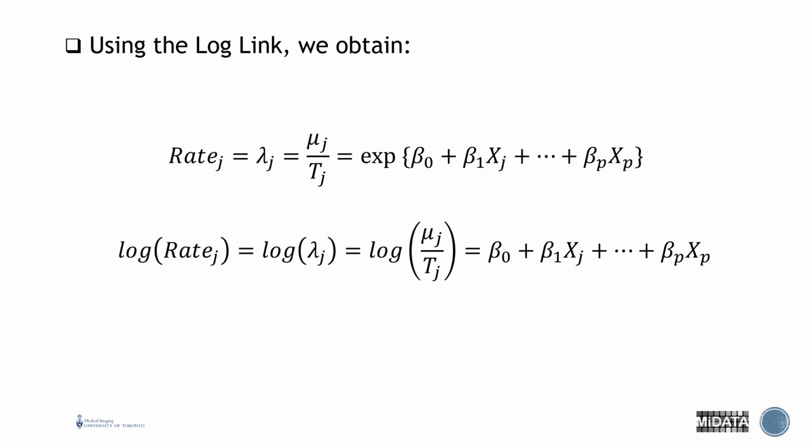Now when we throw in the log link, we simply take the log of both sides of the equation, and the log of the rate is going to be equal to the log of the exponentiated linear portion of your equation, so you're left with simply the linear portion of your equation. So now we can perform linear regression.